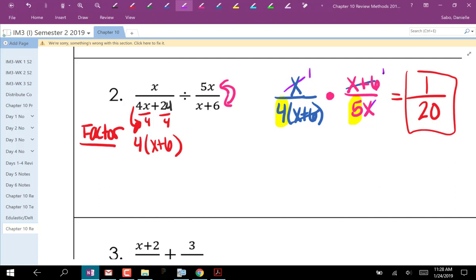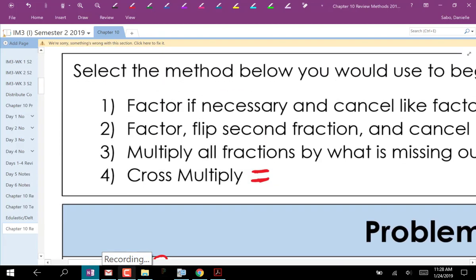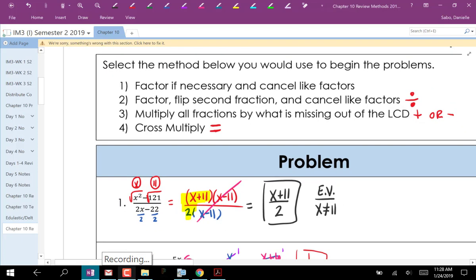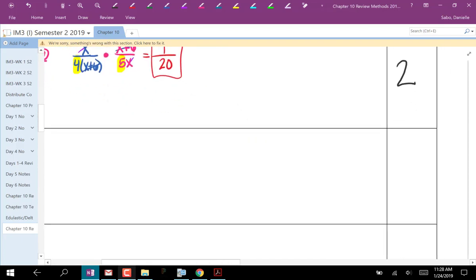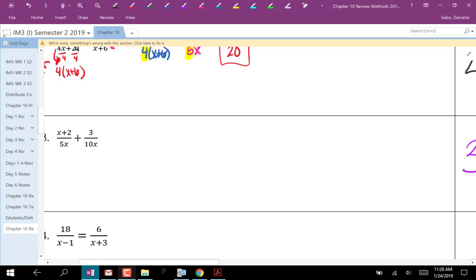Next one, number 3. So again, I see addition here. So I'm going to go back up and take a look. My method is method 3, and that's multiply all fractions by what's missing on the LCD. So we need an LCD here. This is method 3. When you go back in your notes or you're reviewing, you could then look and see what your methods are.